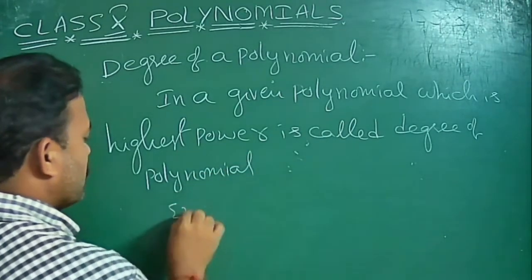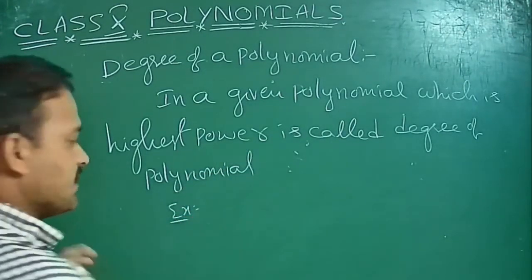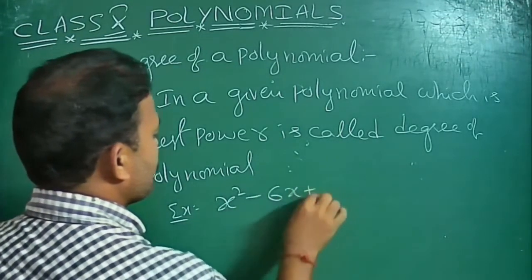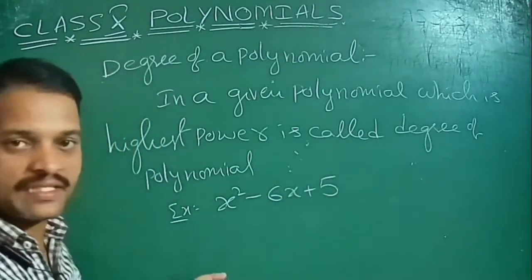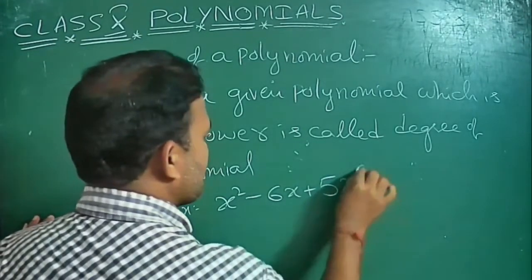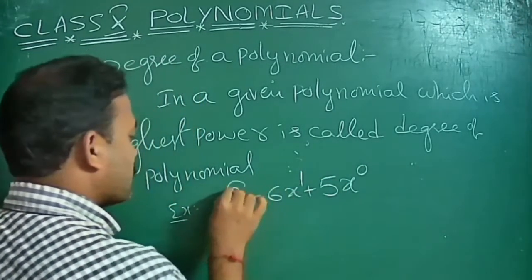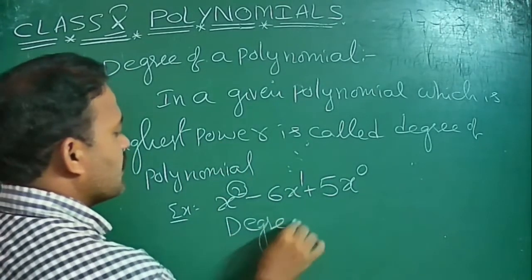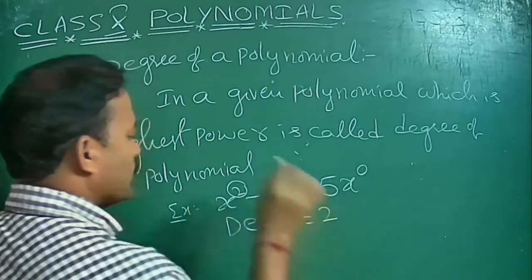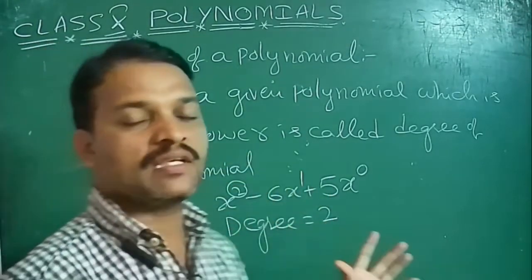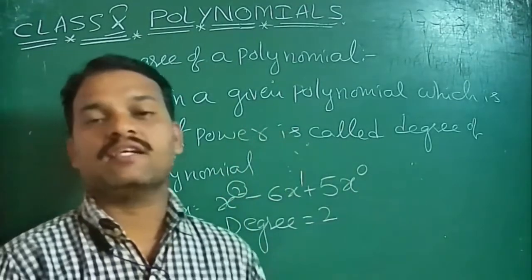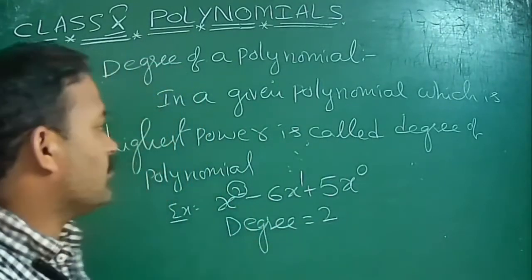For example, from the previous example, x square minus 6x plus 5. Here the powers are x power of 0, x power of 1, x power of 2. Which is the highest power? 2, so the degree of the polynomial is 2. The highest power of the polynomial is called the degree of the polynomial. So this is about degree.